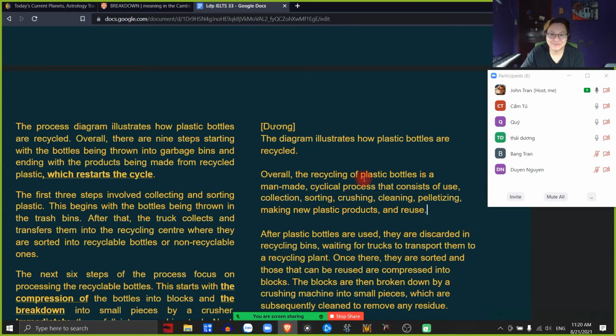Overall, the recycling of plastic bottles is a man-made cyclical process that consists of use, collection, sorting, crushing, cleaning, what? Pelletizing. Wow, pelletizing. Sự biến thành pellet. Making new plastic products and reuse.